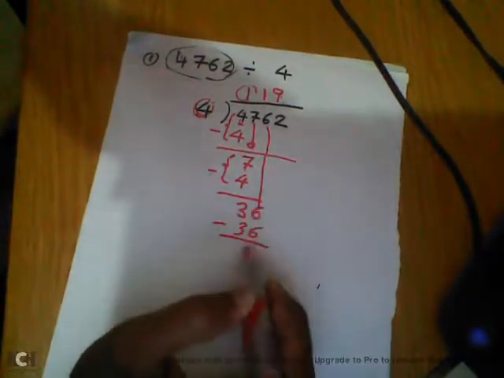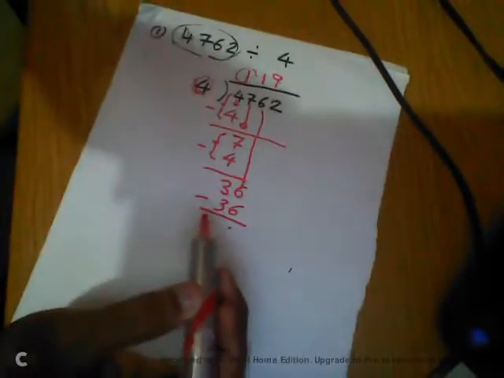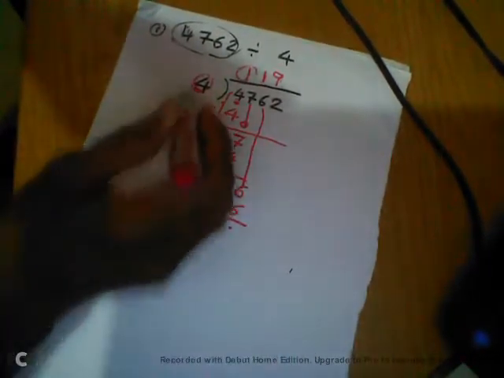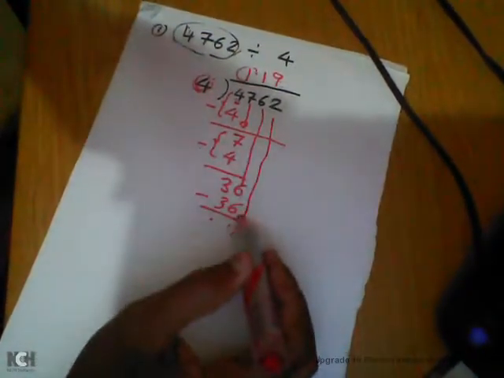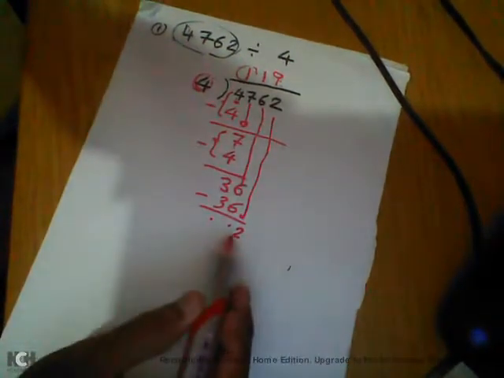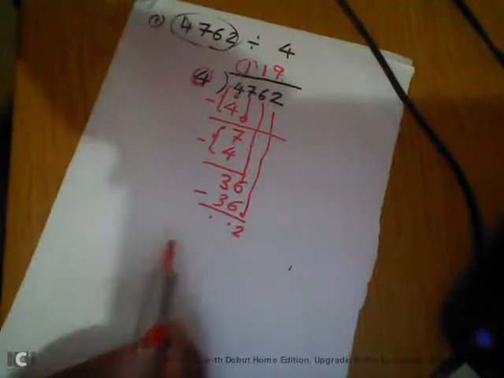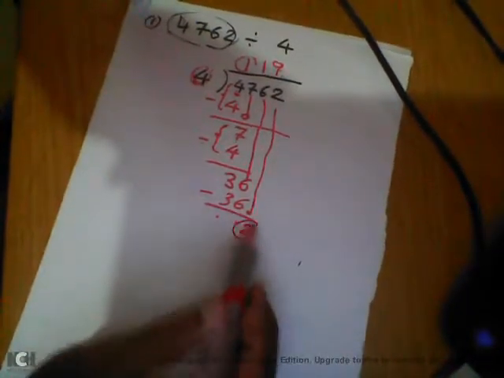So we subtract: 36 minus 36 is 0. We have nothing to divide by 4, it's too small. So okay, 2, please come and help me. 2 is going to come down. So you have 2 balls and there are 4 people. It's not going to be possible because our balls are too few. So this we're going to call the remainder.